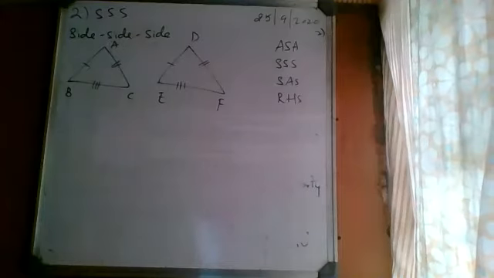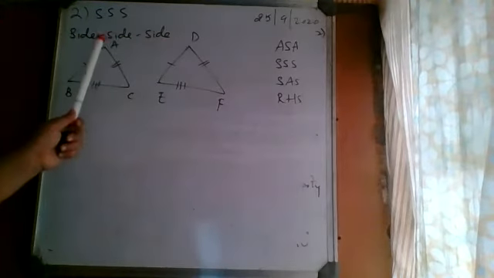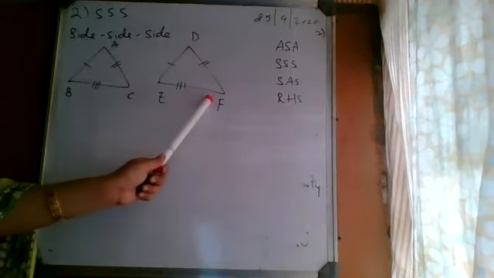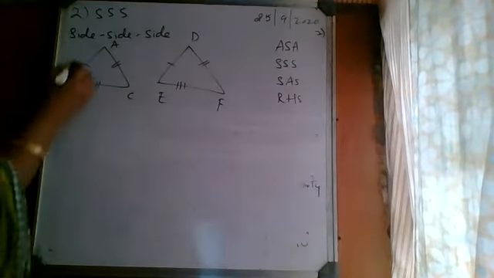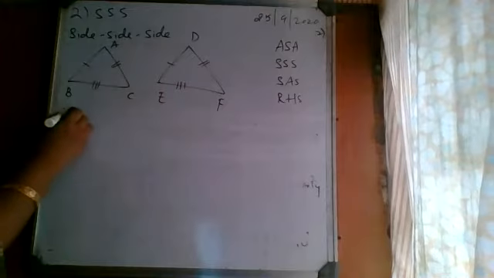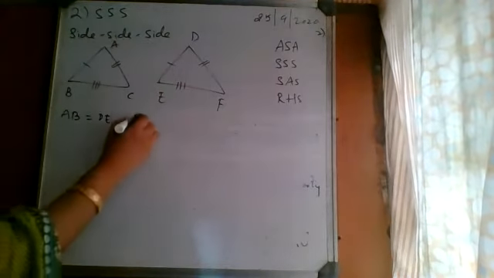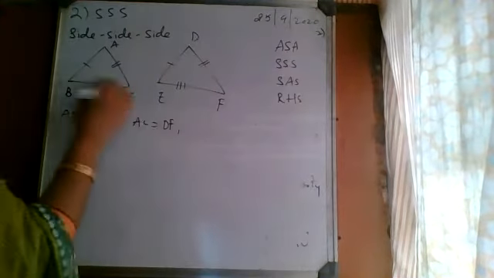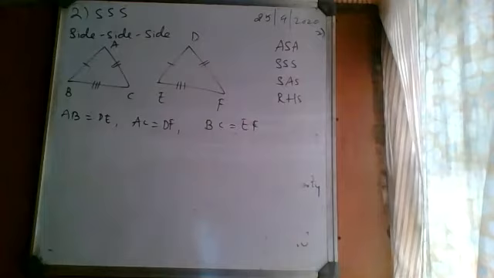Here, once again, I'm teaching. Next property is side, side, side. Take any two triangles A, B, C, D, E, F. Okay? Suppose AB is equal to DE. Side AB is equal to DE. AC is equal to DF. And BC is equal to EF. So all sides are equal.